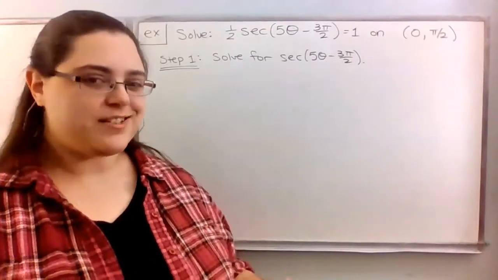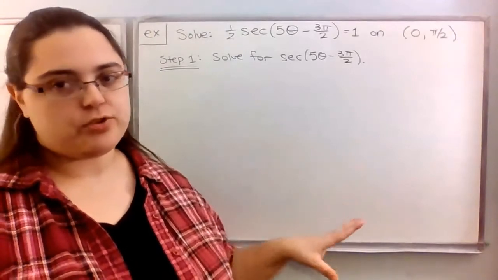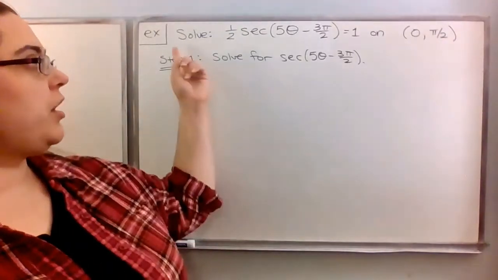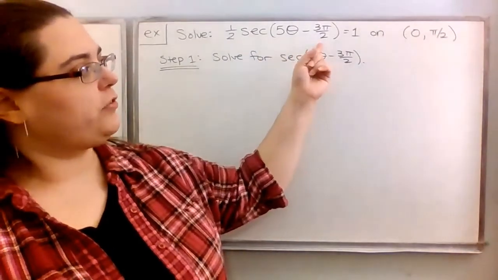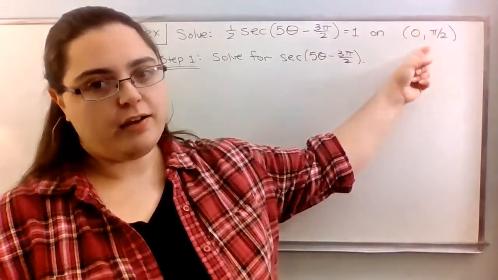Okay, so here's an example that you can work through. I'm going to kind of guide you in stages and just put some answers on the board so you can check your work if you want as you go along. So our equation is to solve 1/2 secant of 5 theta minus 3 pi over 2 equals 1. And we're going to solve that on the interval from 0 to pi halves.